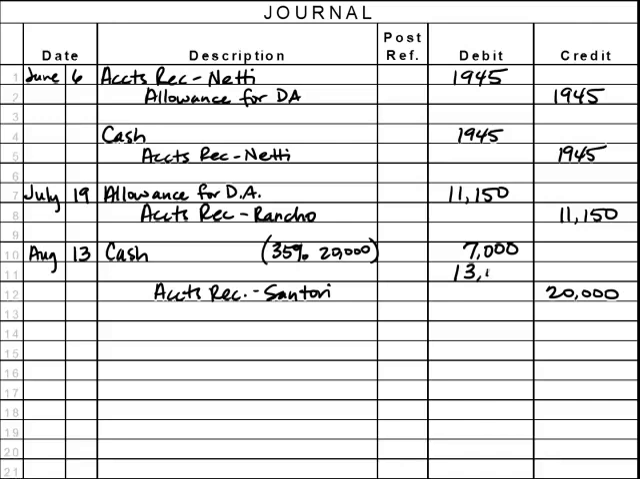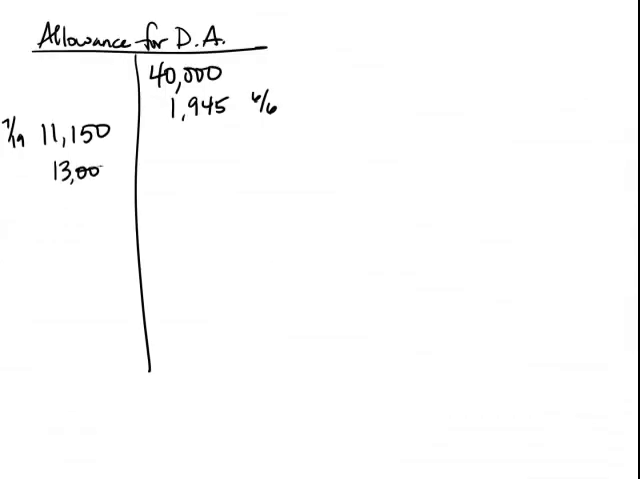What account do you think that 13 goes to? Yep, allowance. We only do bad debt at the end of the month or end of the period when we evaluate, so estimate. So allowance will be that 13,000. Okay, so we need to post that debit of 13,000 to the allowance account. And that was August 13th.